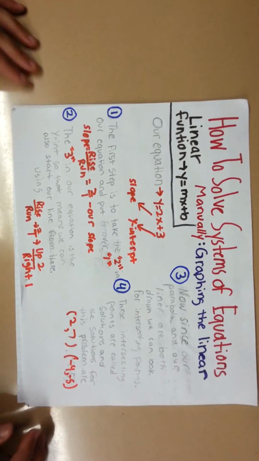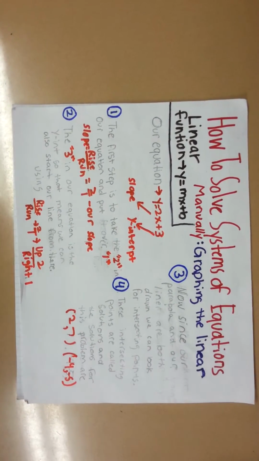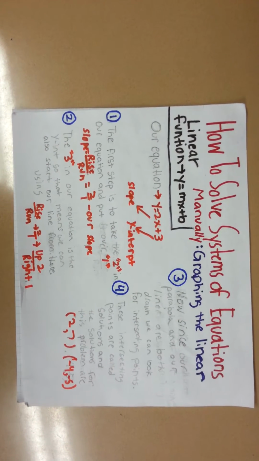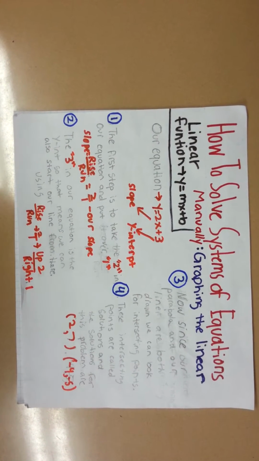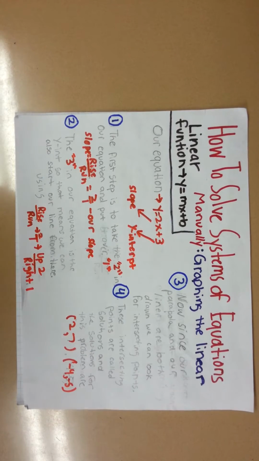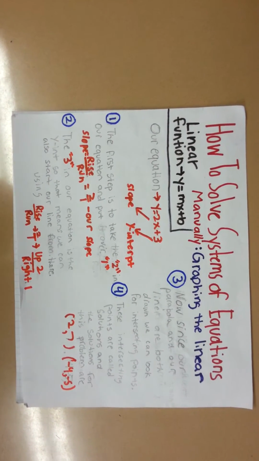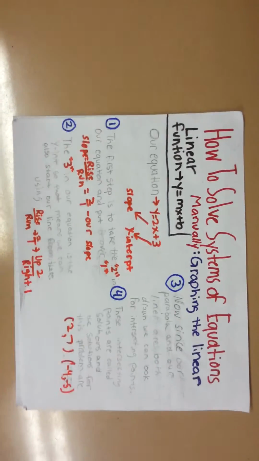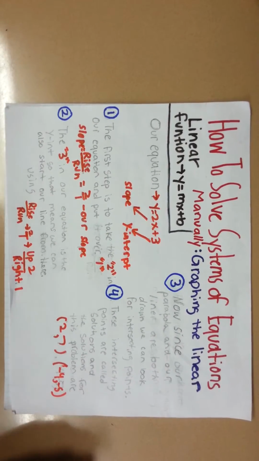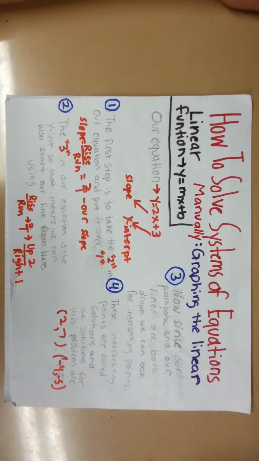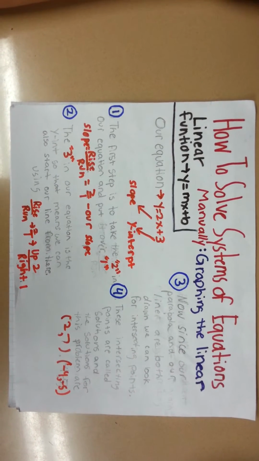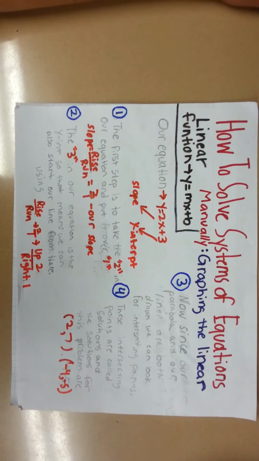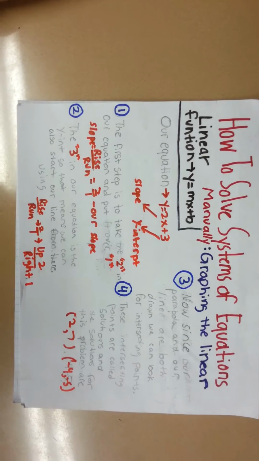How to solve systems of equations manually. Graphing the linear. The linear function is y equals mx plus b. Our equation is y equals 2x plus 3. The first step is to take the 2 of our equation and put it over 1, as shown below. The 3 in our equation is the y-intercept, so that means we can also start our line from there using that shown.